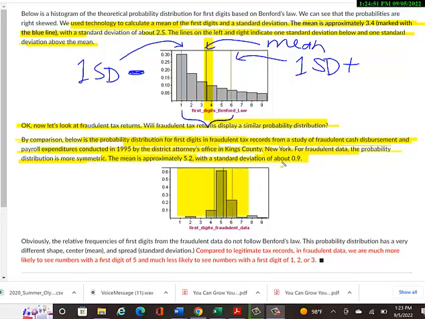So look at the difference between this distribution and this one. They look completely different. Obviously, the relative frequencies of first digits from the fraudulent data do not follow Benford's law. This probability distribution has a very different shape, center, and spread, mean being the center and standard deviation measuring the spread. Compared to legitimate tax returns, in fraudulent data we are much more likely to see numbers with the first digit of 5 and much less likely to see numbers with the first digit of 1, 2, or 3.